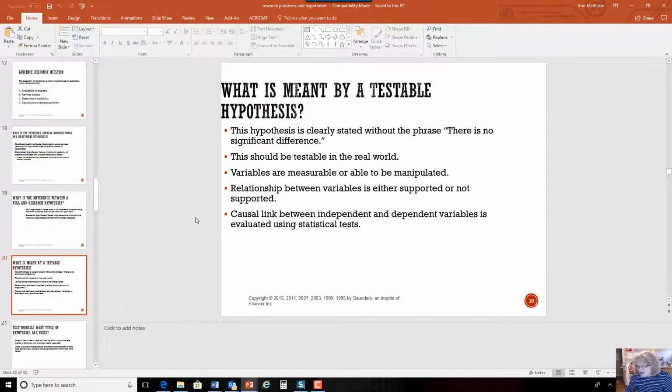What you want is a testable hypothesis. You don't want a hypothesis that only works in this one research study. You want something that's testable, that can be applied and used in the real world. It needs to be repeatable. It's something that can be done over and over again and have consistent results.